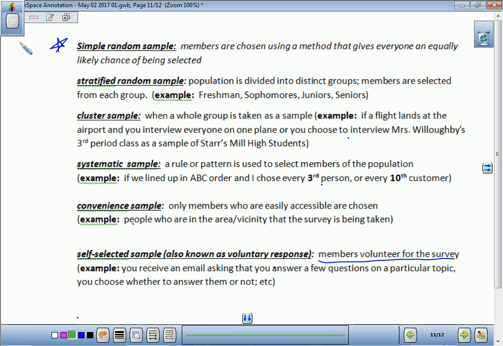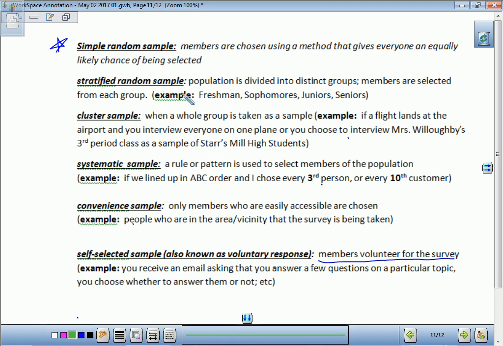Simple random sample, this is our best one right here. This is where members are chosen using a method that gives everyone an equally likely chance of being selected. Random. Yes, and you know how sometimes when I assign you things, or when I assigned roles for the murder mystery, I used my random number generator. QQQ, I think it was you. Yeah, it was you.